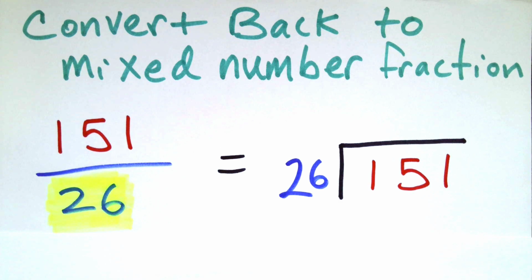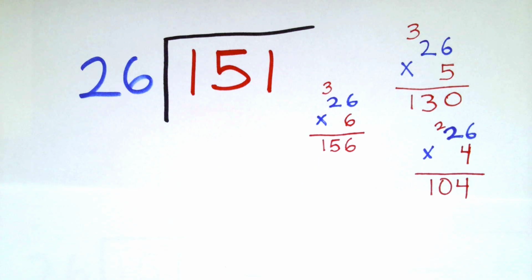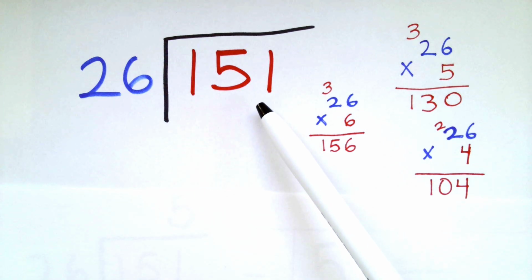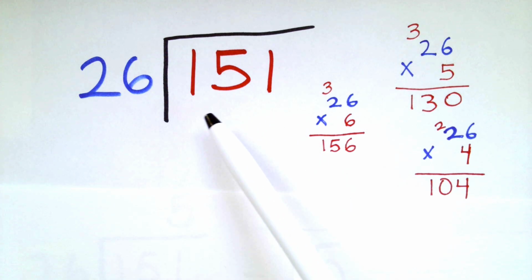Okay, so as you can see here, we're going to convert this improper fraction back into a mixed number. 151 divided by 26. Remember, every fraction is a division problem. Okay, so here I wanted to show you what's called a guess and check method, right? I don't know what number times 26 gives me 151, or the closest number, right? So I do what's called a guess and check.